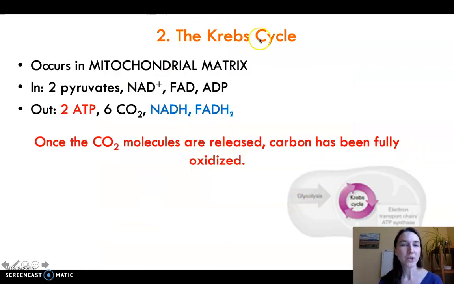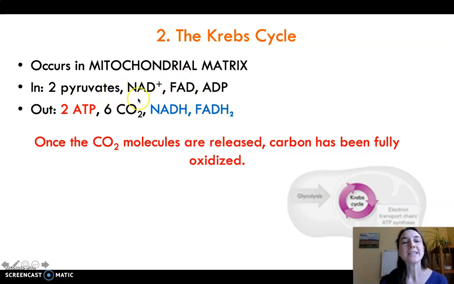Okay, so let's take a look at the Krebs cycle. So we just talked about this takes place in the mitochondrial matrix. What's going in is 2 pyruvates. And remember, those pyruvates are basically just like half a glucose. We've chopped a glucose in half. We've partially oxidized it just a little bit. And we have these 3 carbon pyruvates.